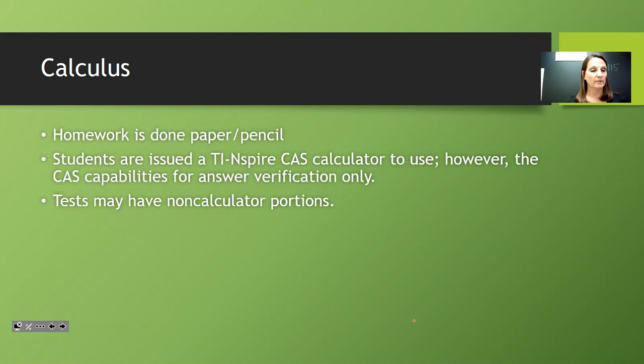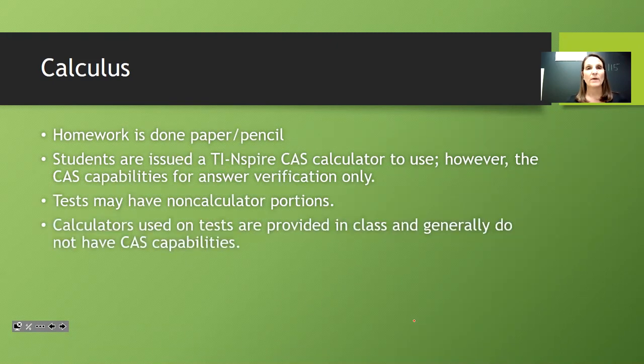When students take tests in my course, it is possible that the test may have partly no calculator and partly calculator portions. When they are taking a test and using a calculator, they will be provided with one that does not have the CAS capabilities. That's why it's important that they learn how to do all of their work without those CAS capabilities and just use that CAS to verify their work. CAS stands for Computer Algebra System, so pretty powerful calculators.